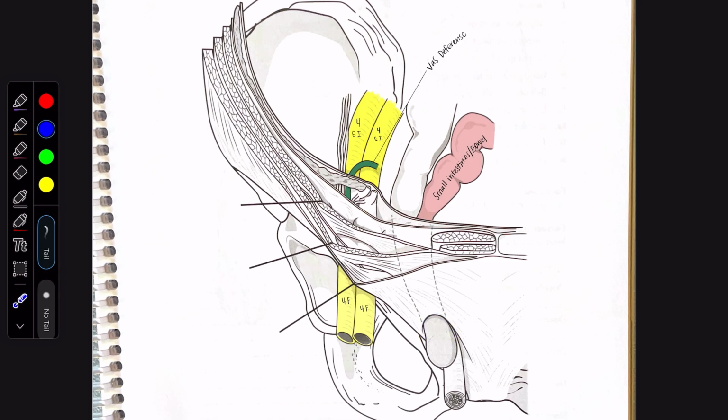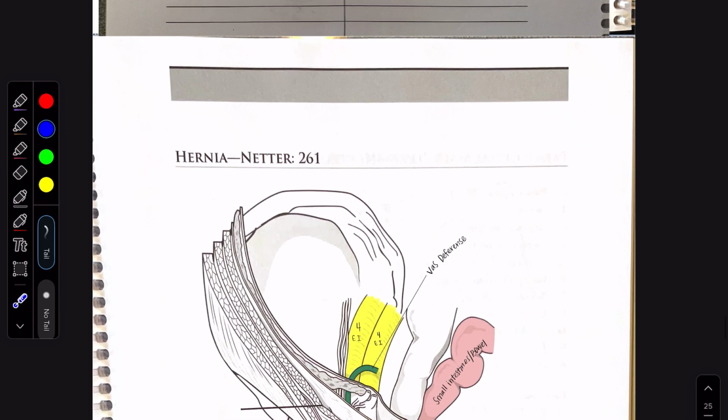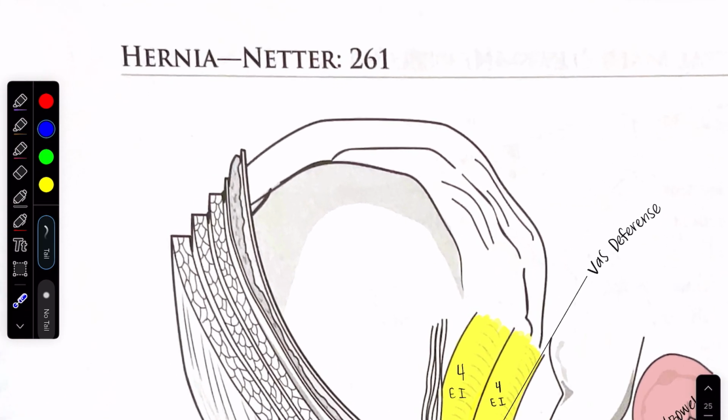Number three, internal spermatic fascia. That is going to be this layer right here. Number four is going to be the external iliac arteries or the femoral artery and vein. Number five is obturator foramen, right there. And six is parietal peritoneum. And the best place to see that is going to be this layer right here. That parietal peritoneum.